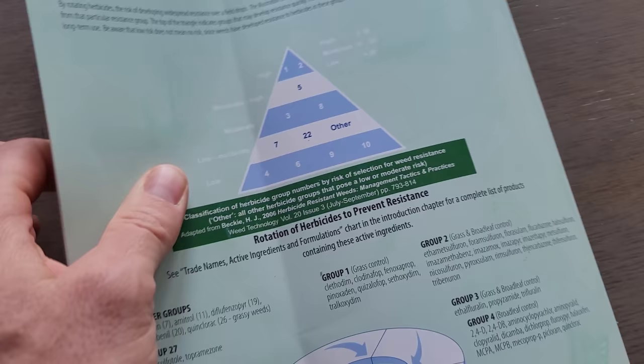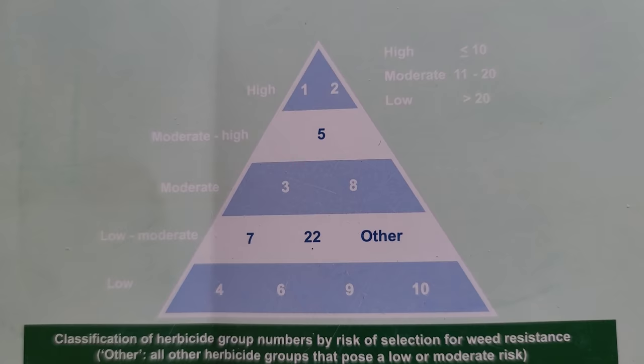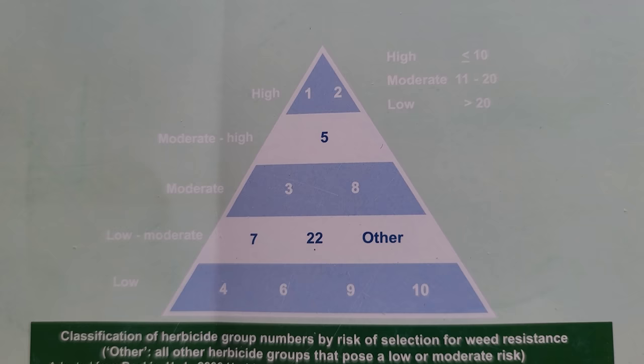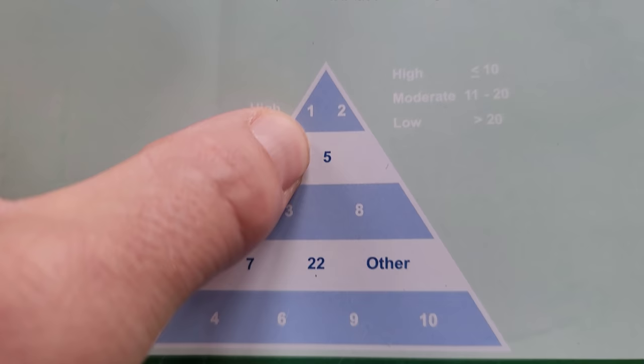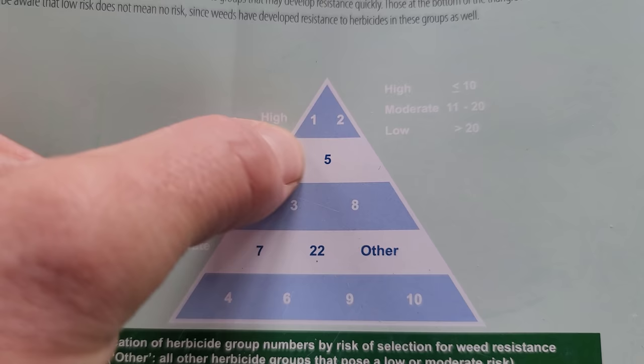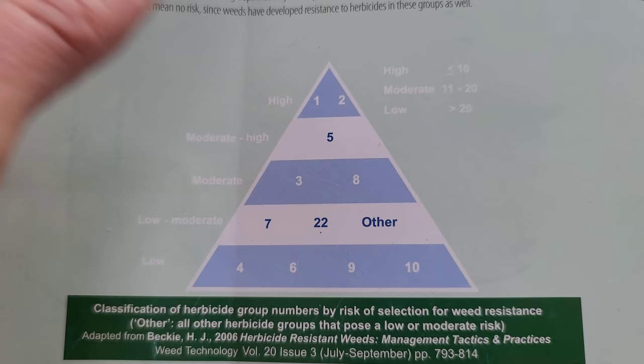So you see this triangle right here? This triangle represents the herbicide groups, and it represents the risk of resistance, okay? So your group 1 and group 2 are the highest. That means you've got to be extra careful with the higher groups, groups 1 and 2, because you can easily build a chemical resistance against them if you misuse them, okay?